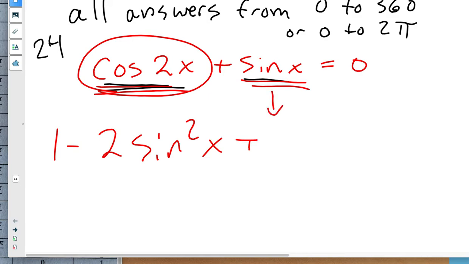I still have this, and it equals 0. Now this looks like a problem that we had on our previous test. Many of us got this wrong, so I'm going to show this problem again. This is just a factoring problem.